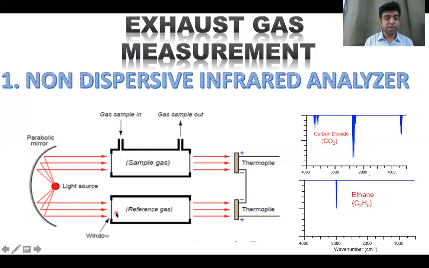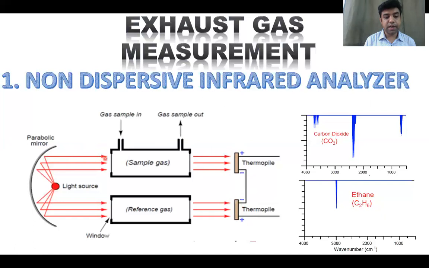Below that, we have a reference gas container in which we keep an inert gas such as nitrogen. Why are we keeping this inert gas? Because it is a non-reactive gas. It won't react in the presence of light. So we keep inert gas in the reference gas section. Now the temperature of the gas coming out from these containers is recorded with the help of this thermopile.